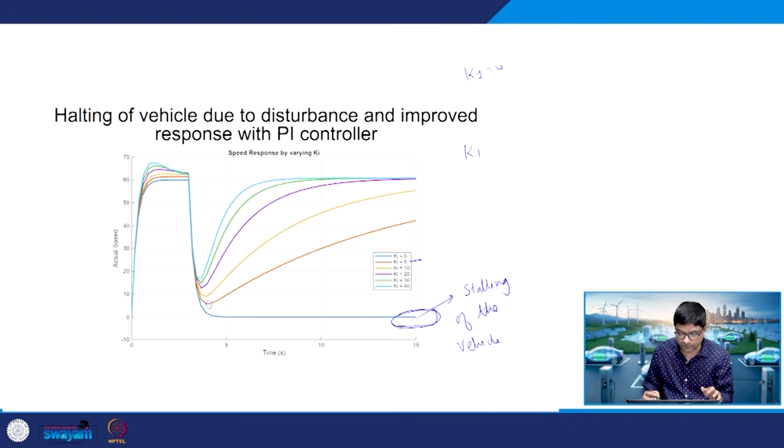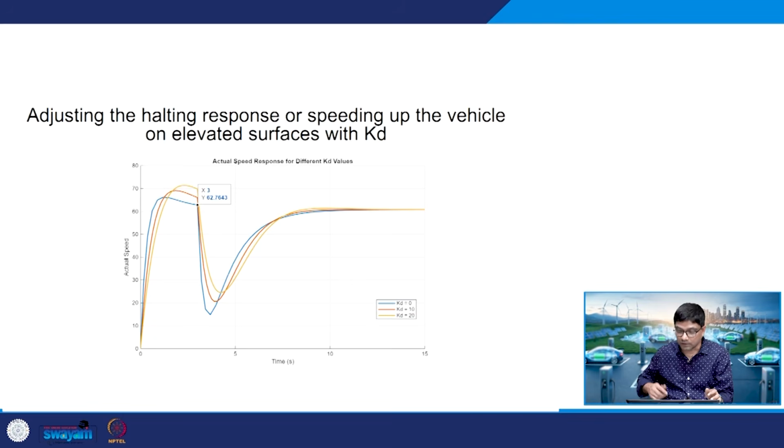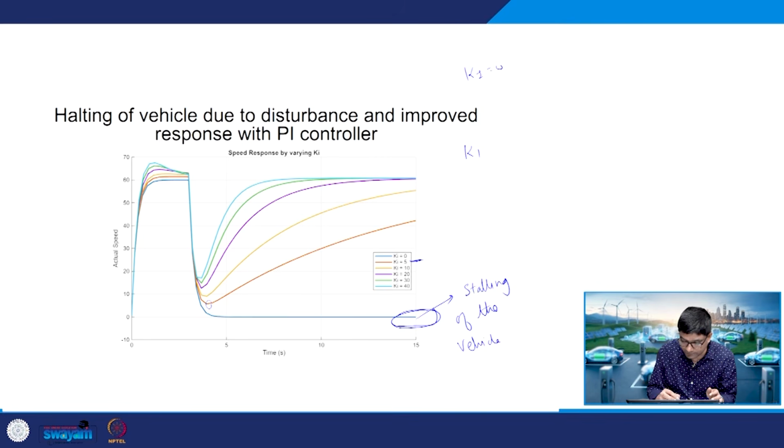So what you see here is, for different values of Ki, your speed: for Ki equal to 5, my speed falls till 5 and then increases; for Ki equal to 40, the speed falls to about 20 and then increases again. Of course, if I keep on doing this and have a much larger value of Ki, the speed may not fall as much. For certain values I can design it so that the speed will go down slightly, a little bit, and then catch up very fast.